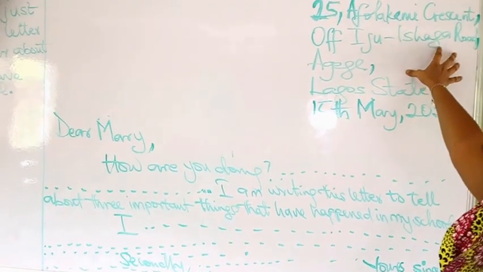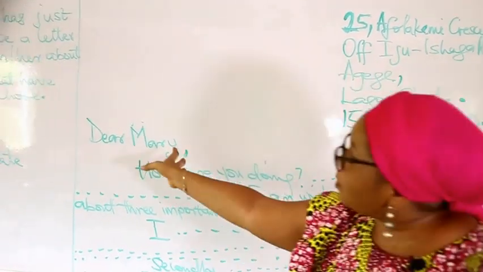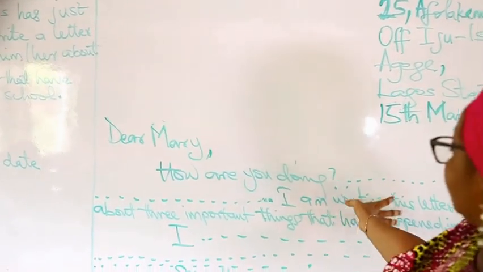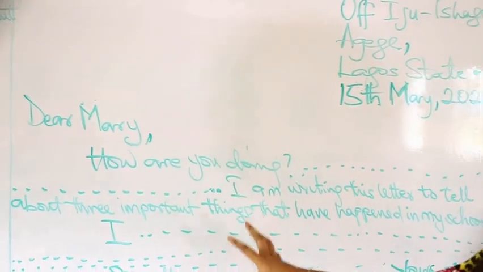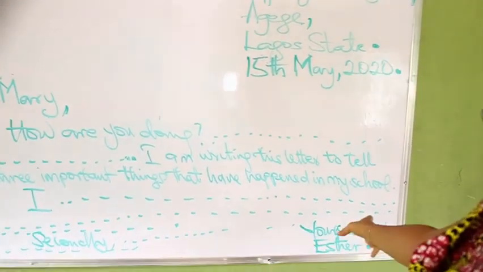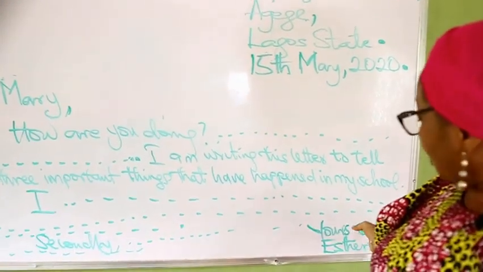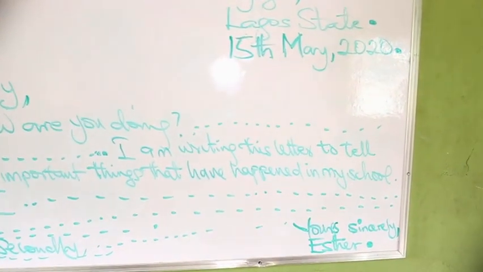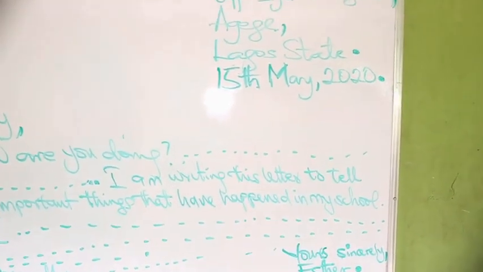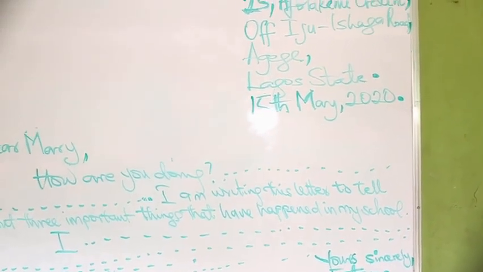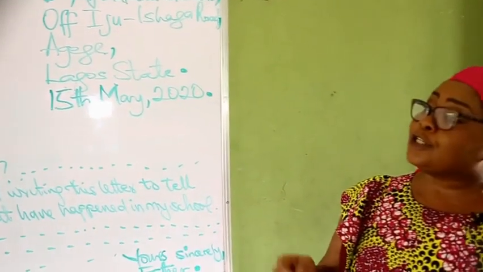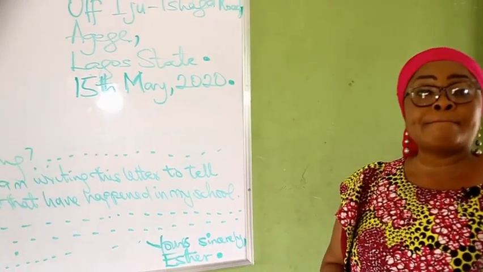We have the writer's address, we have the date, we have the opening salutation, we have the introduction, we have the body in paragraphs, and the closing salutation, boldly written in here. Now, that will take us to the end of our topic for today, the topic informal letter.